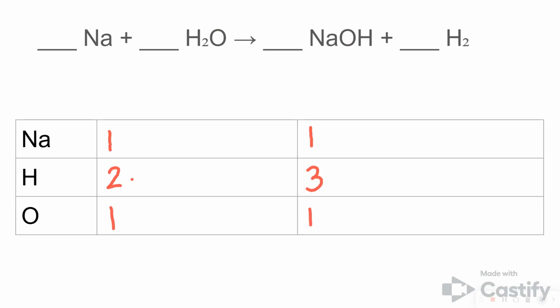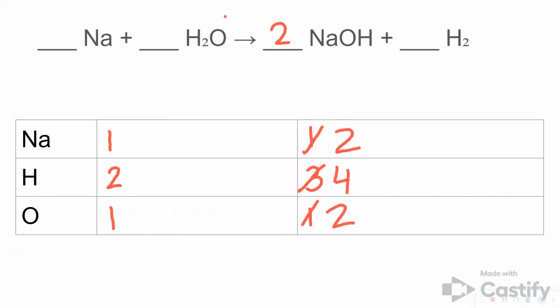So the first thing we need to balance here is our hydrogen. We have 2 on this side, and we have 3 on this side. Well, to get 3 to an even number, we're going to need to multiply this by 2. So we're going to multiply this entire compound by 2. So now we have 2 sodium atoms, we have 2, 3, 4 hydrogen atoms, and we have 2 oxygen atoms.